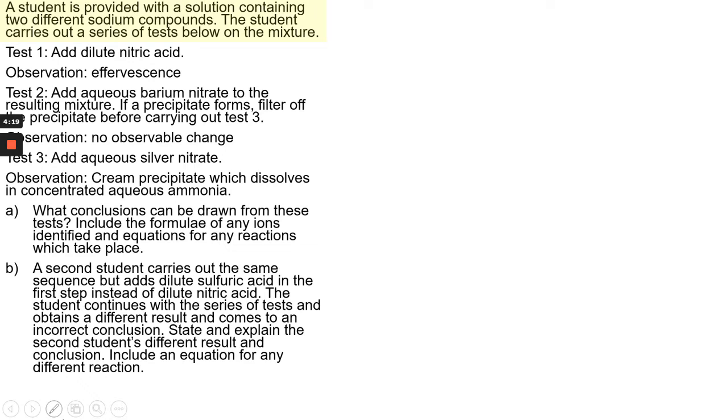And the second part, part B, the second student carries out the same sequence but adds dilute sulfuric acid in the first step instead of dilute nitric acid. They continue with a series of tests and obtain a different result, and they come to an incorrect conclusion. State and explain the second student's different result and the conclusion, and include an equation for any different reaction.